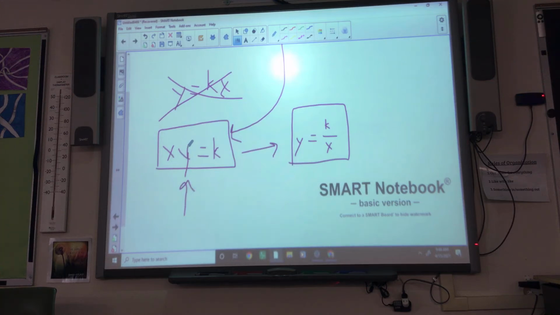I like thinking x times y equals the k value, but if you want to think, hey, I put the k over the x and put the y over there, or if you're not sure whether or not it's an inverse proportion, you can get it to look like this or get it to look like that, and you know it's going to be an inverse proportion.